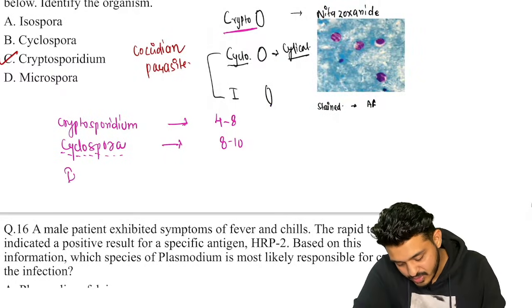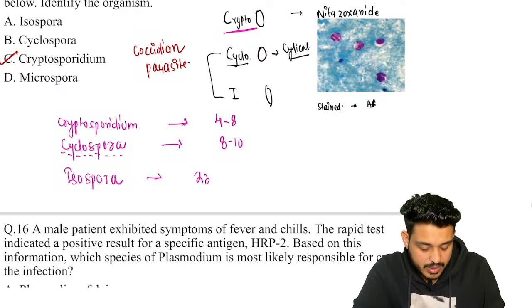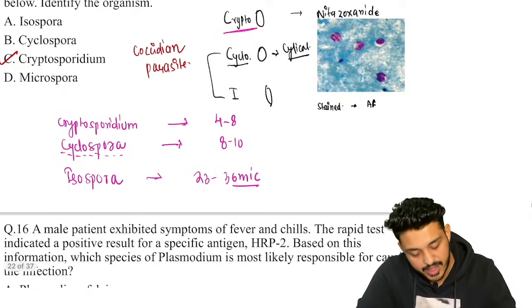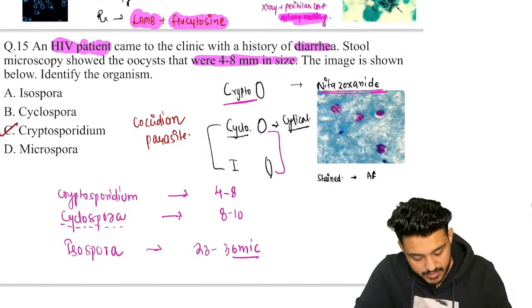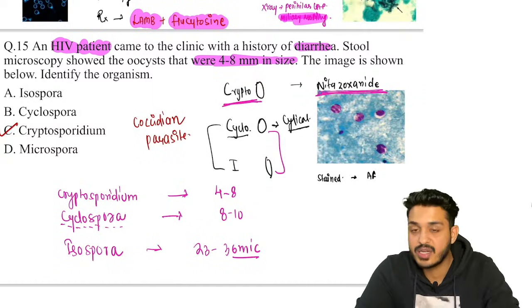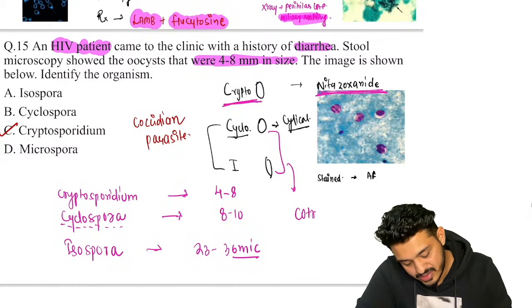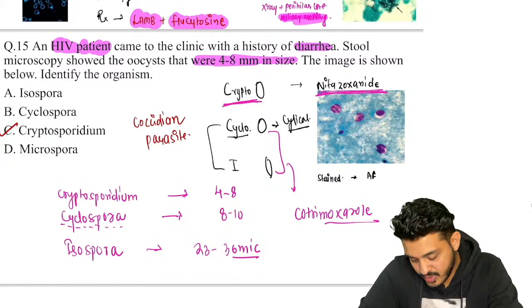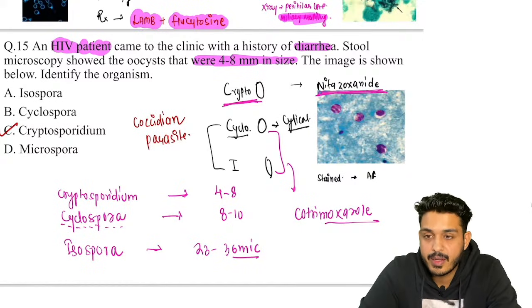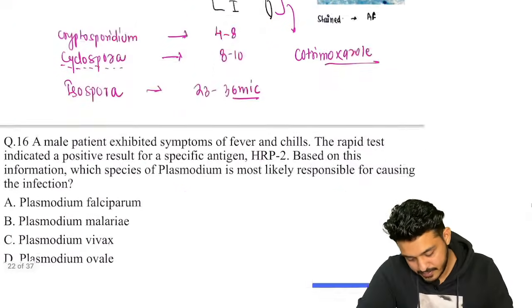And for isospora, this is going to be 23 to 36 micron, right? For cryptosporidium, we are going to use nitazoxanide. For cyclospora and isospora, we can use a combination of trimethoprim-sulfamethoxazole. Cotrimoxazole is the drug of choice. So the answer in this case is going to be cryptosporidium parvum. Yes, cryptosporidium, right?